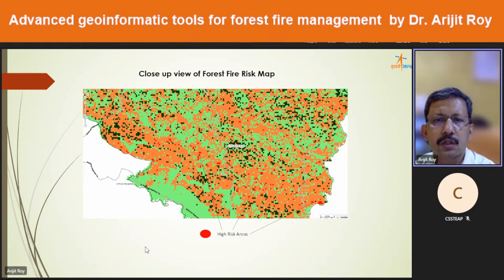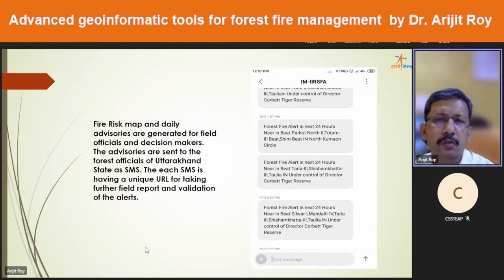So this is the type of information we generate, the high risk areas. And it's not just providing it in the form of a map, but also sending an SMS to the stakeholders as advisories.